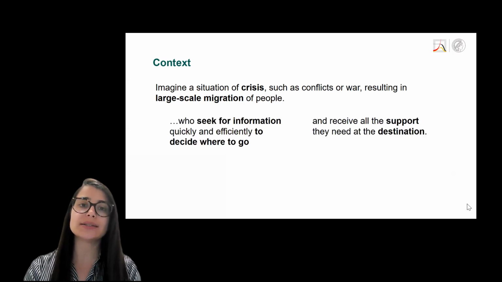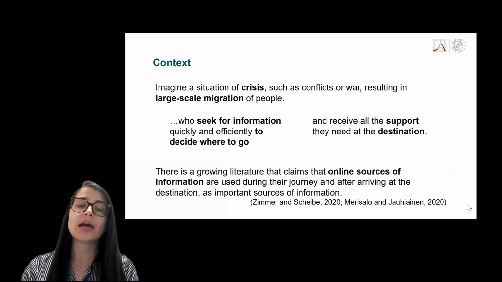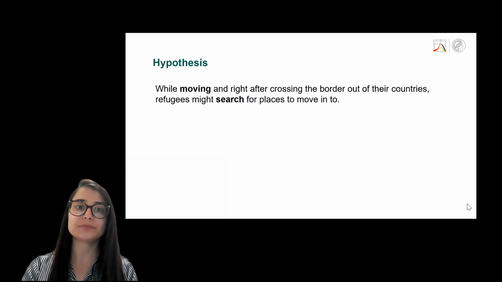In situations like that, we often observe a high flow of refugees leaving conflict zones. These refugees seek information quickly and efficiently to decide where to go and hopefully find support at the destination place. There is a growing literature that claims that online sources of information are used during the refugee's journey and after arriving at the destination as important sources of information.